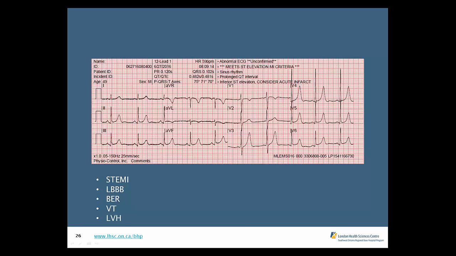Honing in on it more, we talked about the J point, and if you look very closely at V4 and V6, you can see a little bit of a notch as the ST segment takes off. So again, that was something we discussed about benign early repolarization. The other thing I noticed is this patient is 49, so they fall in that younger age category.